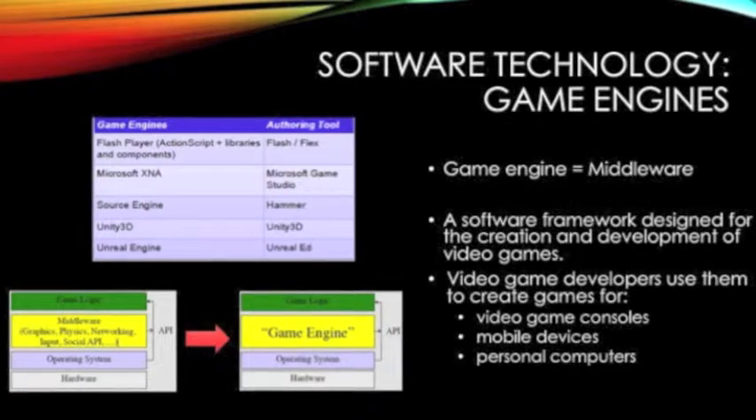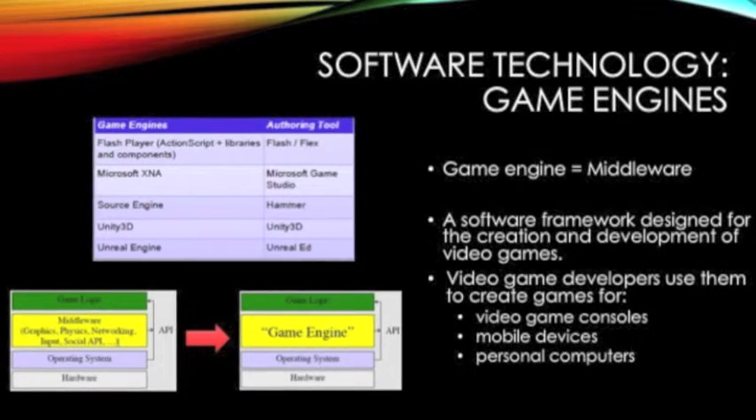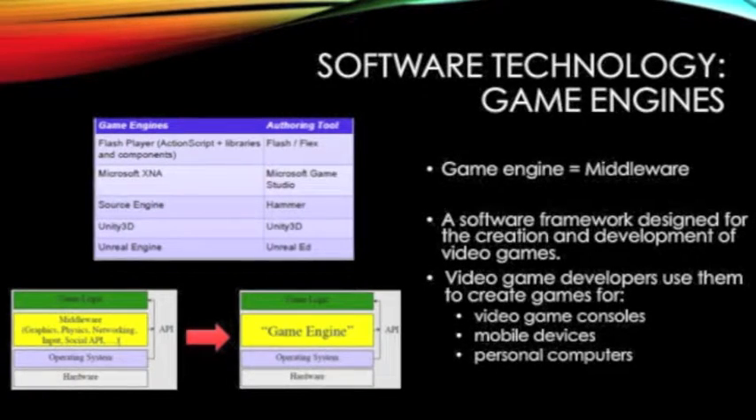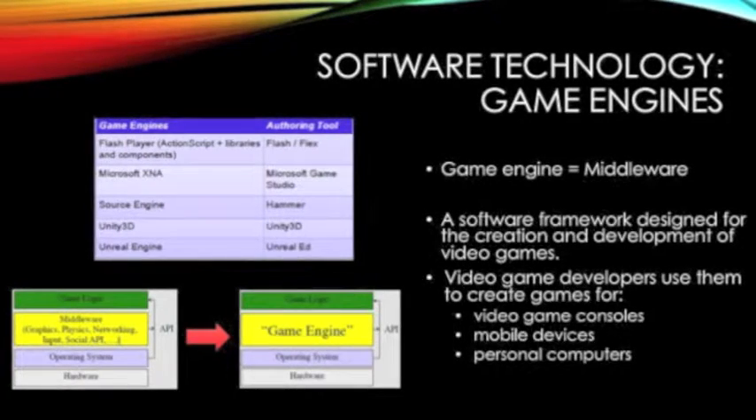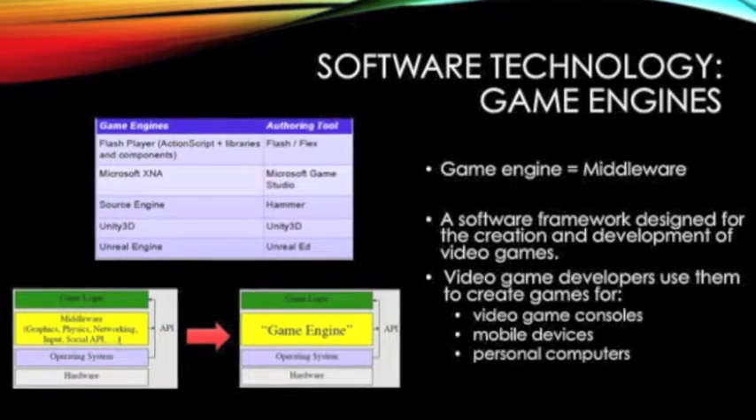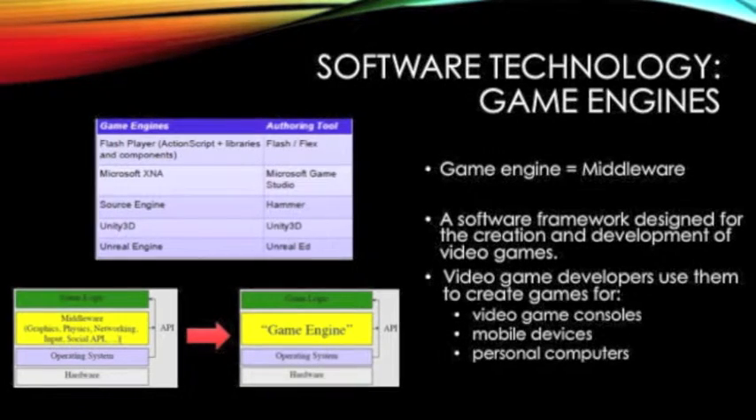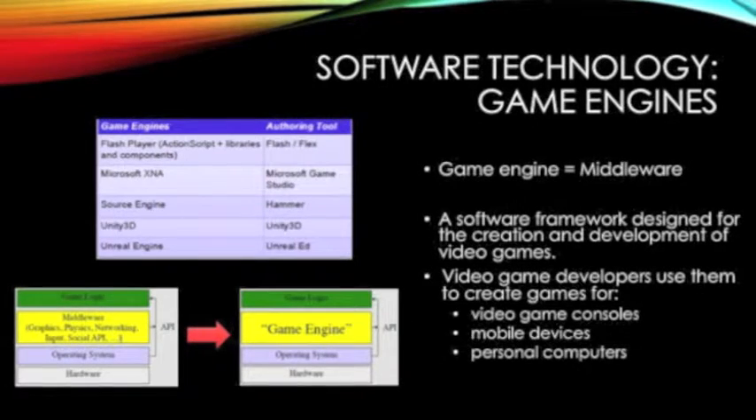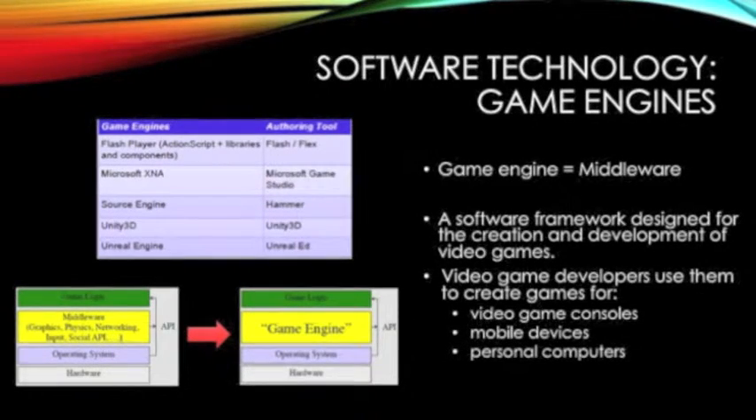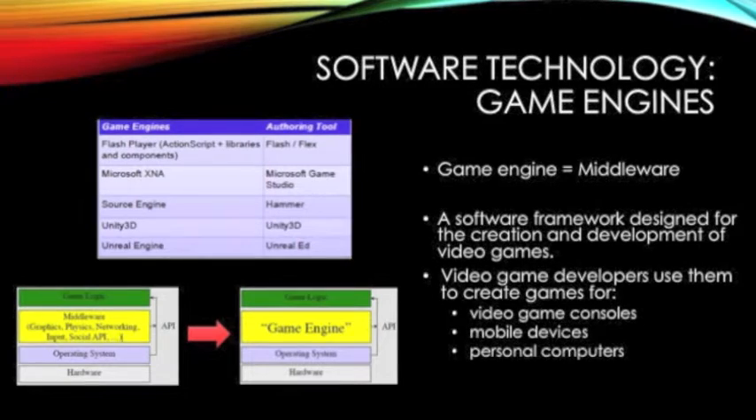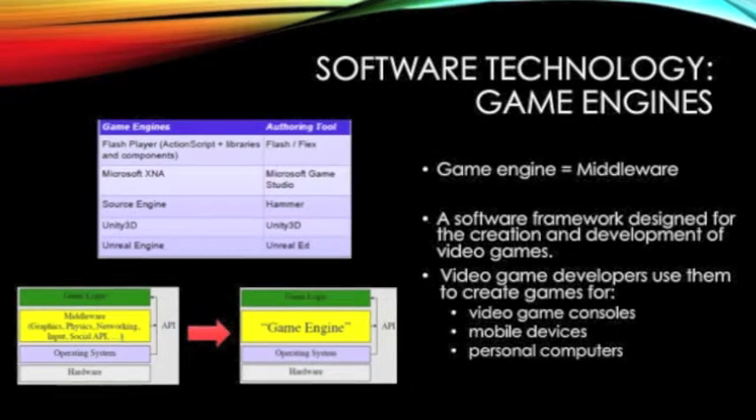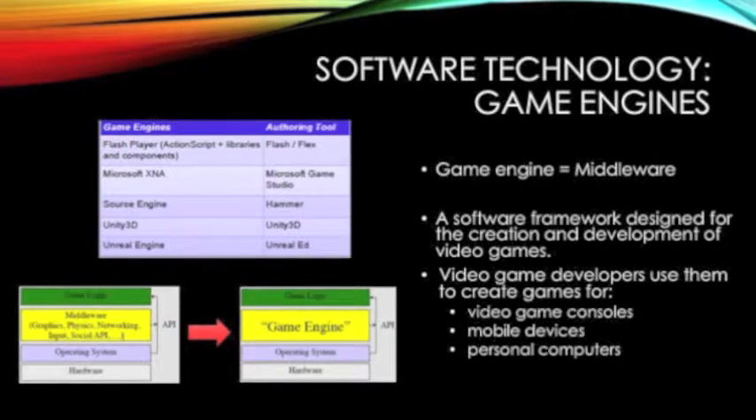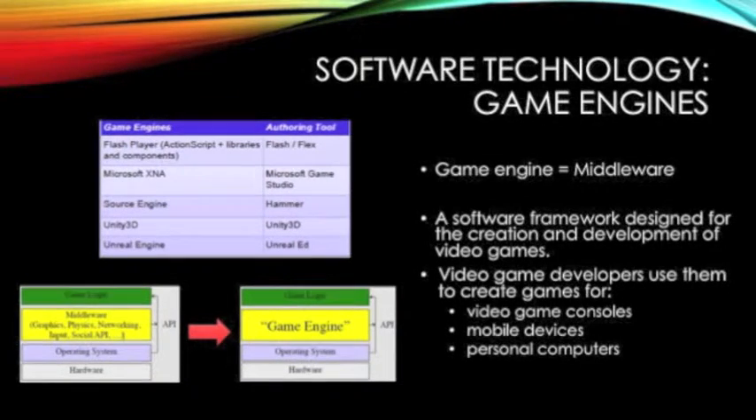In this slide, we talk about game engines. A game engine is a software framework designed for the creation and development of video games. Video game developers use these to create games for video game consoles, mobile devices, and personal computers. Video game engines provide the graphics, physics, networking, input, and social API. On the left are some examples of video game engines and the authoring tools used to develop computer games.